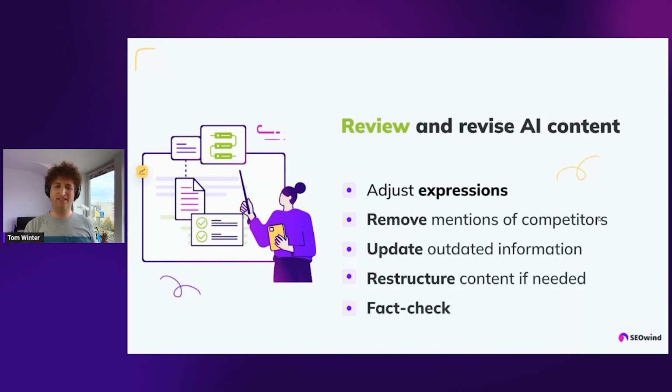It will be good when it comes out from AI if you do it using these rules, but make it outstanding because you have the time. You didn't spend it on writing a whole article, so make it outstanding. Read it through, adjust the expressions, and remove mentions of competitors, because sometimes your competitors will be mentioned. Update outdated information. Unfortunately, sometimes AI will give you outdated information. You will have to update and fact check things.